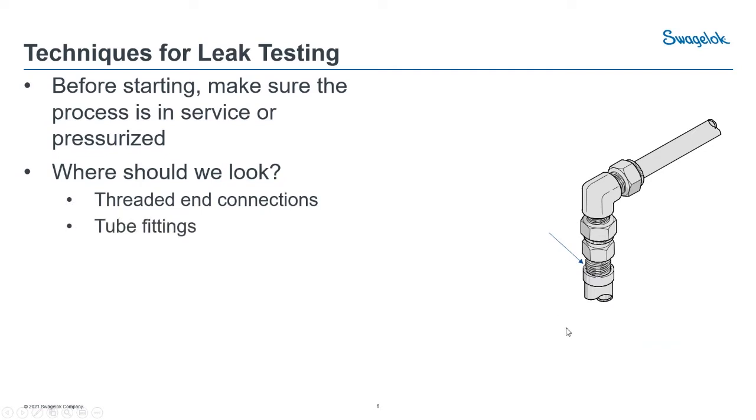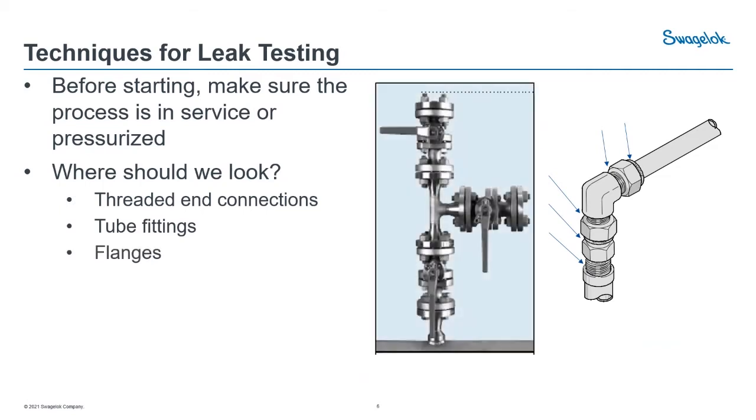Next, we want to take a look at our tube fittings. With the tube fittings, we want to look at both sides of the nuts around the compression fitting. That's going to help us identify any sort of leak. Sometimes you'll see it on one side versus the other. But again, we want to take a look at those as well. Flanges are pretty important. Every flange is going to have a gasket on it, so we want to make sure the gasket integrity is good and we're not having any sort of issues at our flanges.